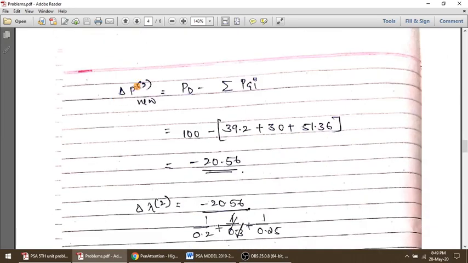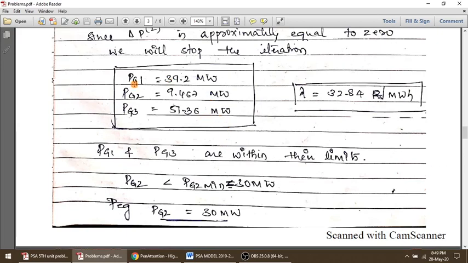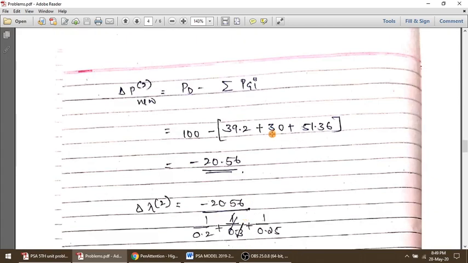So the delta P of 2 new value will be equal to PD minus summation of PGi. We will take these values of Pg1 and Pg3 and keep the same values, 39.2 and 51.36, but instead of Pg2, instead of 9.467 megawatt, we will take the pegged value, that is 30 megawatt. So 30 megawatt is taken, and we will calculate the delta P value.